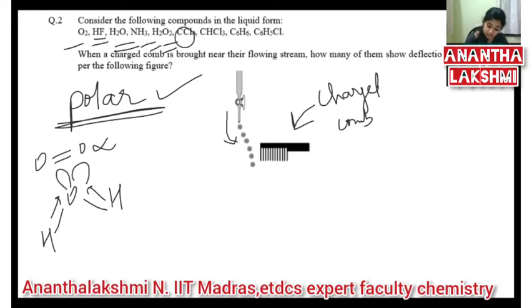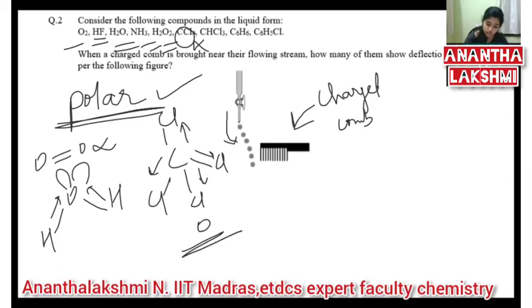Again, CCl4 is not polar. Why? Because it's tetrahedral and all the surrounding atoms of carbon are the same. So the net polar effect will be 0. So CCl4 is non-polar. CHCl3 is polar. C6H6 is benzene. No way it's polar. It's non-polar.